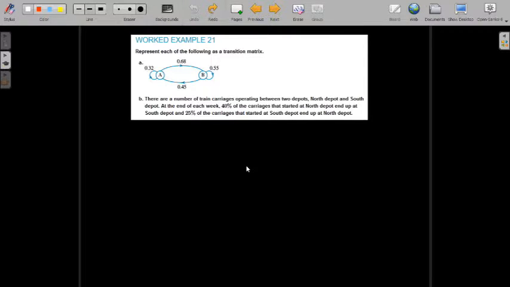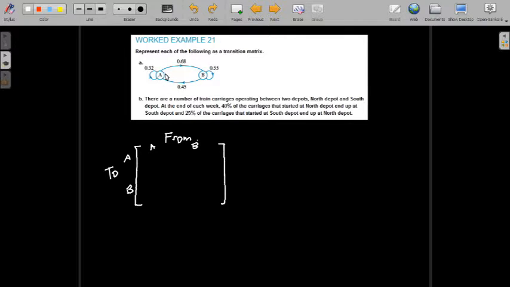Next example, we've got example 21. Represent each of the following as a transition matrix. This is similar to the last video. So we've got from and to, and looks like we've got A and B, A and B. It looks like it's train carriages between two depots, however you say that. So we've got from A and B to A and B.